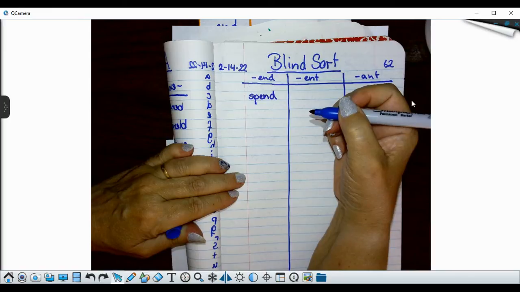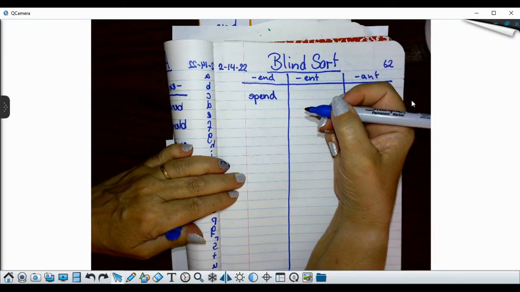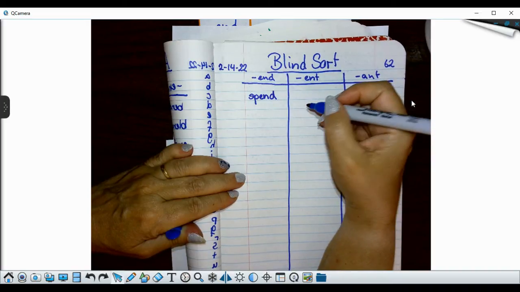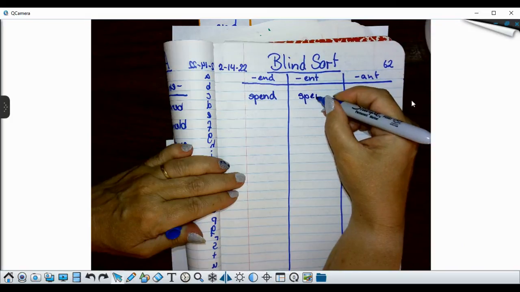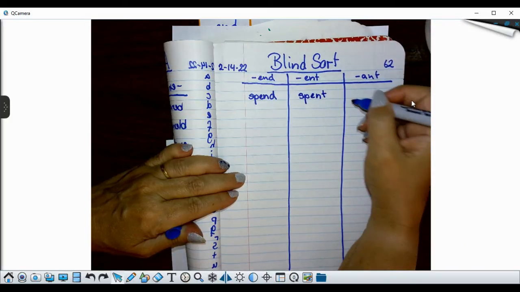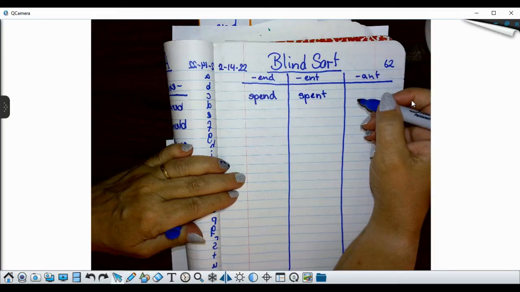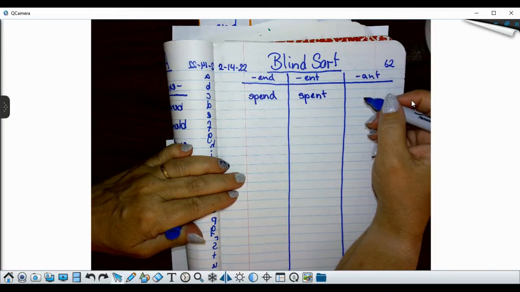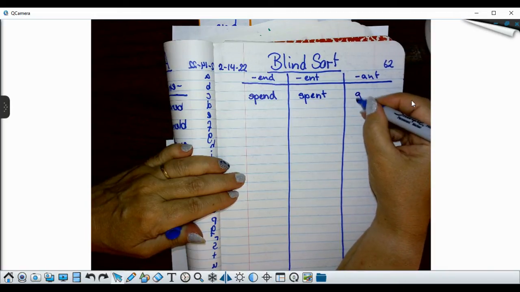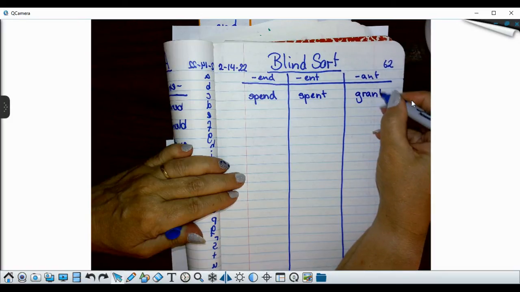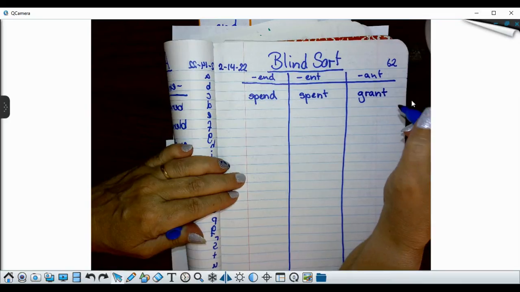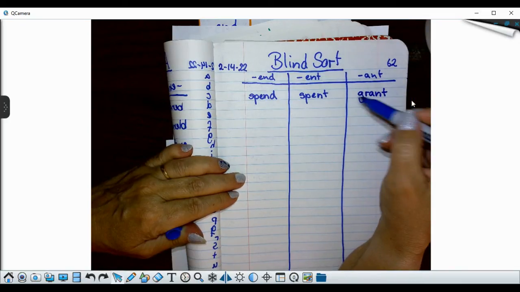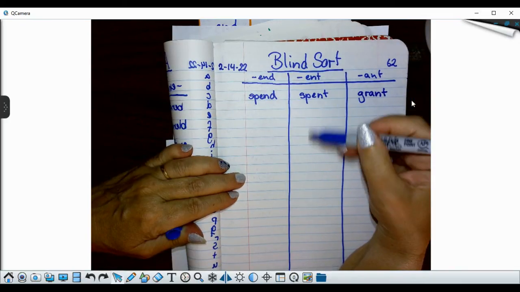And I know that word because I don't like to spend a lot of money. I also know that the word spent is in here because that's the past tense of spend. He spent all his money. And I know that grant is in this column. Grant. Because I like someone to grant me a wish. I'd be rich. Alrighty.